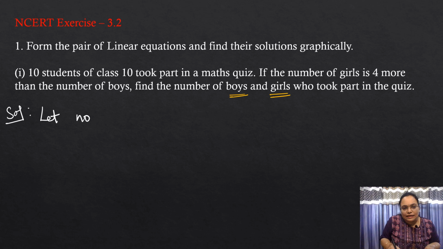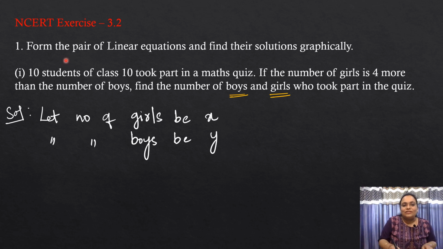Let the number of girls be X and the number of boys be Y. Now let us try to form the equations. 10 students of class 10 took part in the maths quiz. They did not mention how many boys and how many girls have taken part. They have only told us 10 students of class 10 took part in the maths quiz.